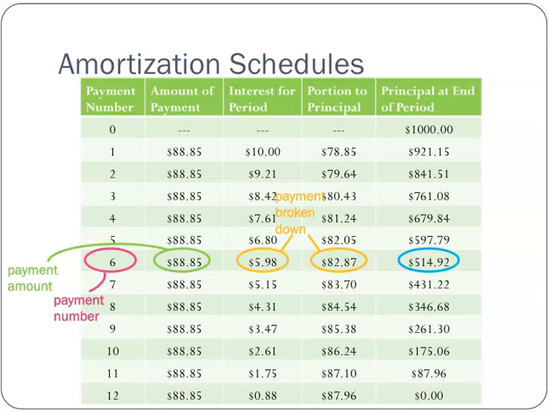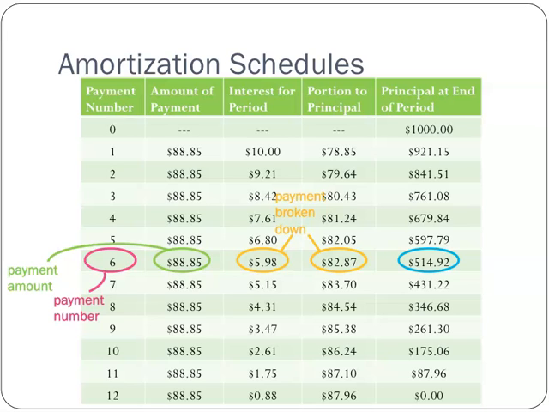So if you look at payment number 1, we can see that the interest for the period is $10. And since the principal is $1,000, that looks like 1% interest. Because we are trying to have equal payments, $10 must be paid in interest for that period, and then $78.85 goes to principal. Now because the balance is reduced, the amount of interest owed is also reduced. So now the interest is only $9.21 for the next period, and the remaining amount, $79.64, goes towards the principal. And so that's how this goes down.